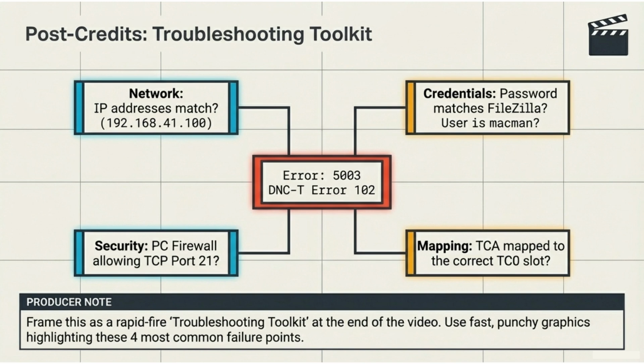If you encounter Error 5003 or DNCT Error 102, review this troubleshooting toolkit. Check the network IP addresses, credentials, firewall settings for port 21, and the TCA to TC0 mapping.